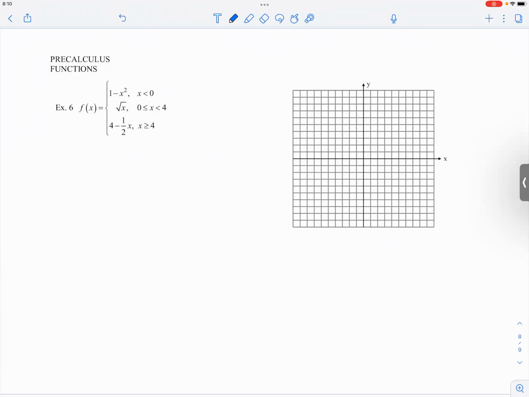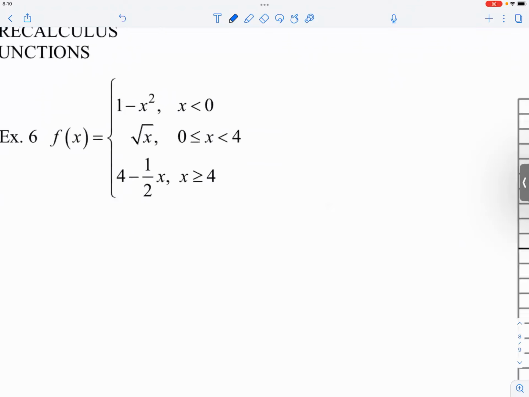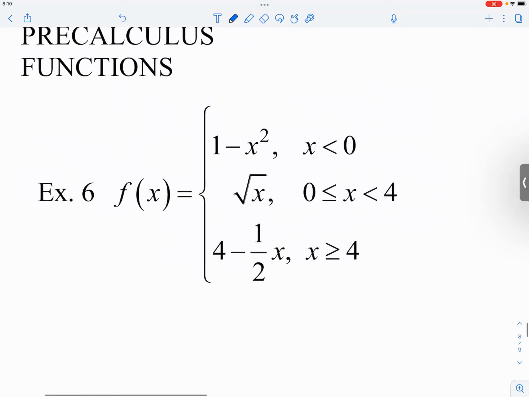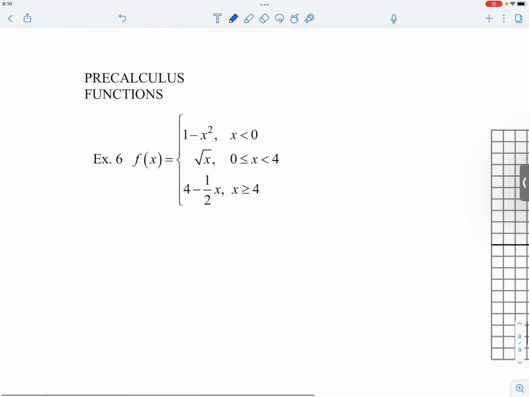Now let's go to the next example. We have something more fancy. Something fancier here. We have three separate pieces. We have a quadratic, we have a square root function, and we have a linear function.